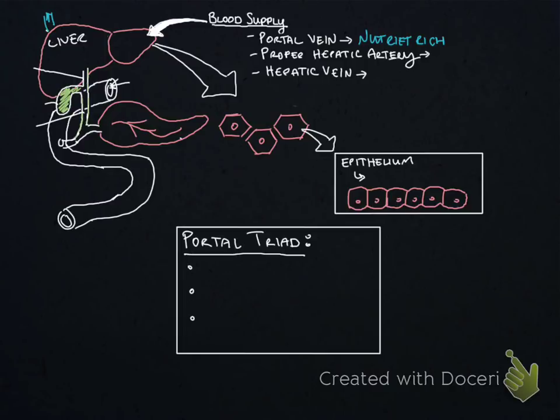So the liver is made up of these liver lobules. And within these liver lobules, we find the portal triad. And what makes up the portal triad? So in between these liver lobules, we have the portal triad, and there are three structures that make up the portal triad. Let me draw these in here.